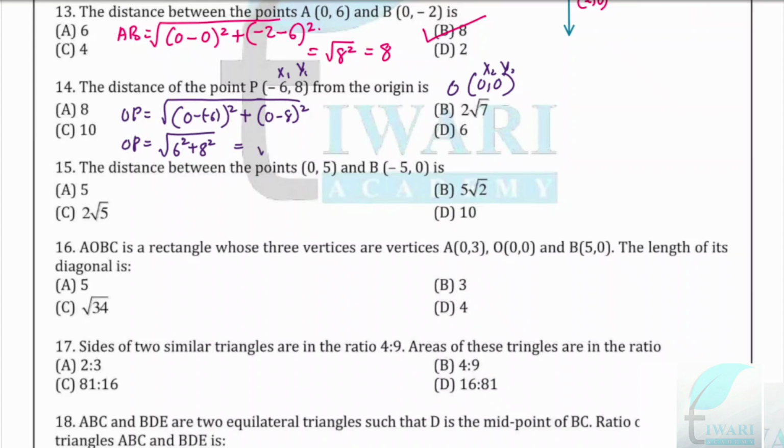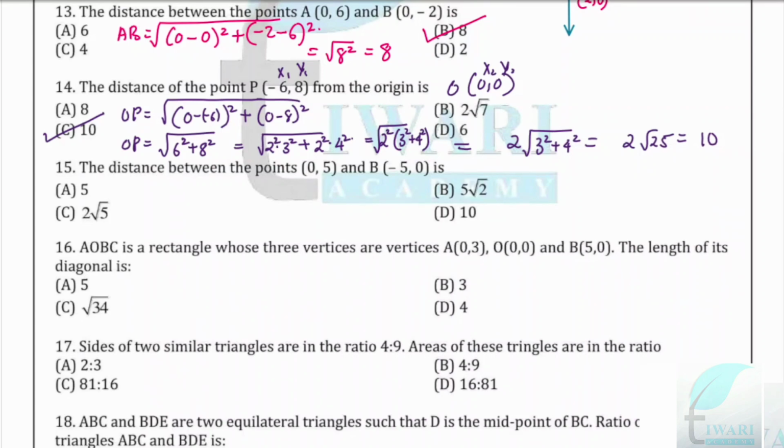under root 2 square into 3 square plus 2 square into 4 square. Further, it can be written as under root 2 square into (3 square plus 4 square), which is equal to, so this 2 will be outside, now 3 square plus 4 square, that is equal to 2 into root 25, that is equal to 10. So option C is the right answer.